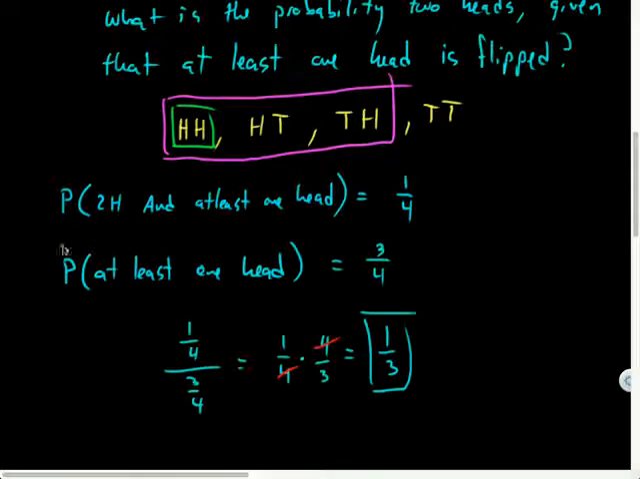Now, another way I could have canceled this out, I want to point out, is that the 4th and the 4th would have canceled out. So I actually end up really only being interested in these numerators here. But also, does 1/3 make sense?